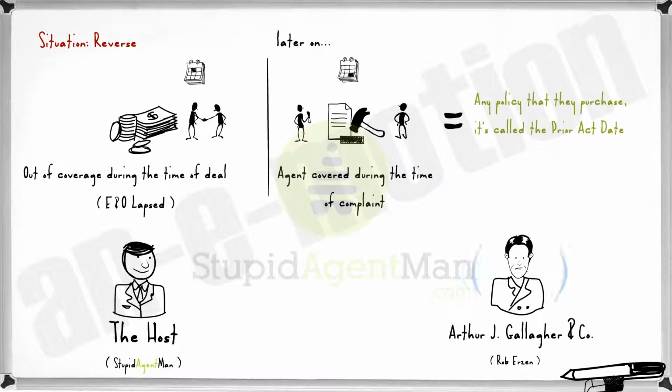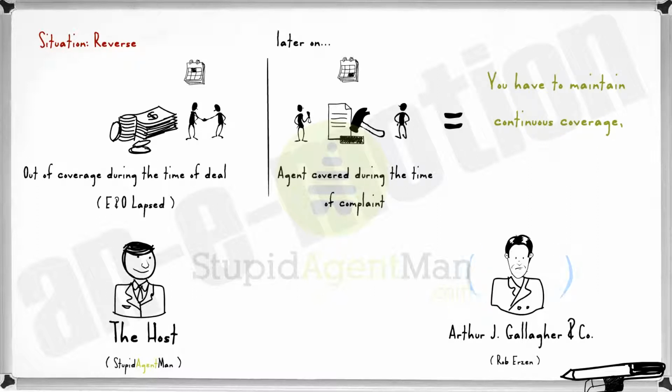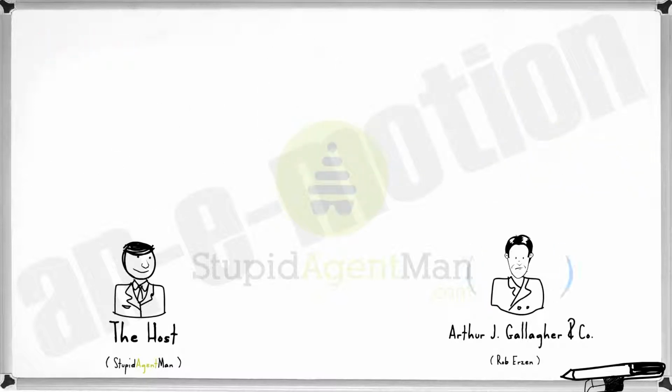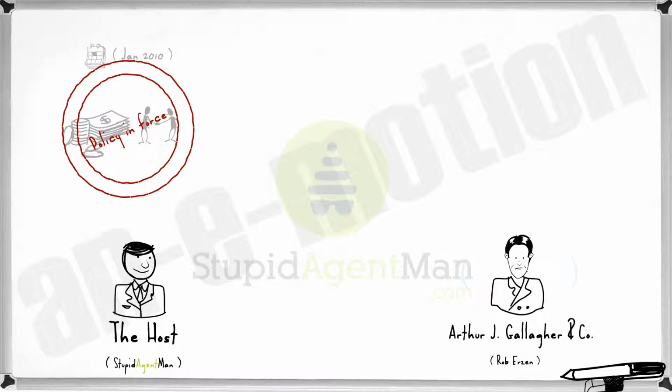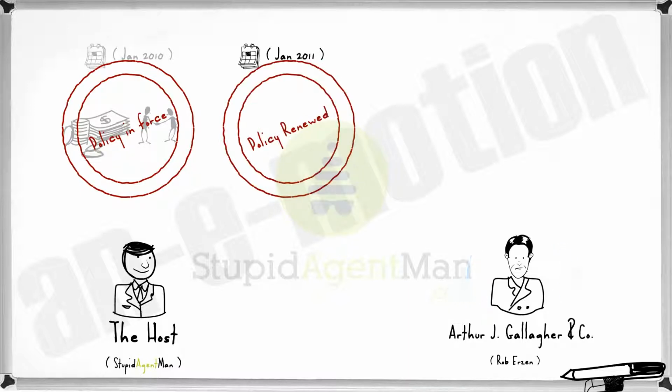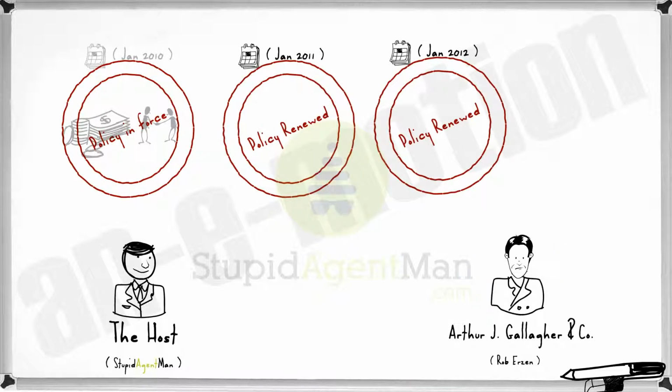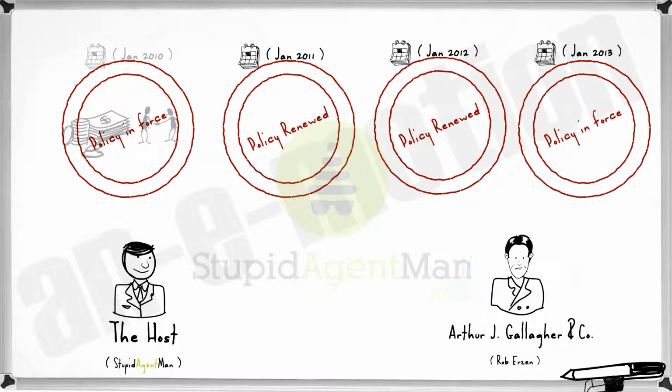And what that means is that you have to maintain continuous coverage all the way back to the date of that wrongful act. So what that means is you have that transaction that took place, we'll just say it's January 1st, 2010. You had to have had a policy in force covering you for that during that time frame back in 2010. You bought another policy in 2011, renewed it. You renewed your policy in 2012, and here we are in 2013. You have a policy in force. Because you had that policy in force at the time of that wrongful act back in 2010, your policy in 2013 will cover that claim.